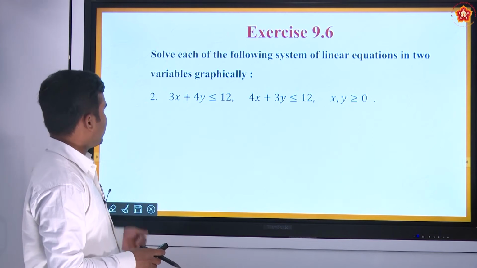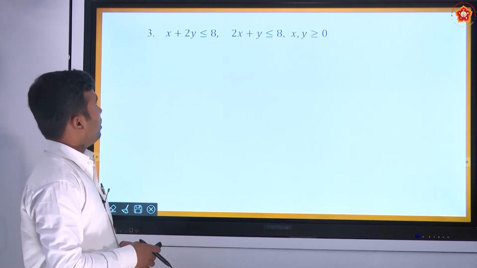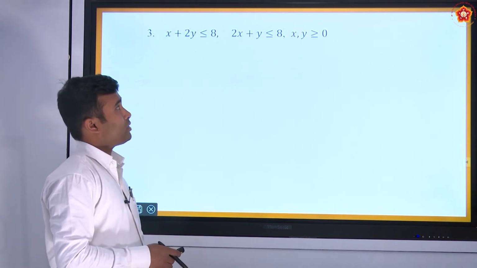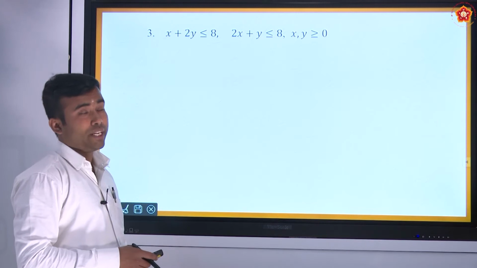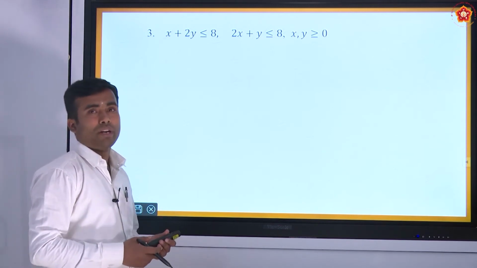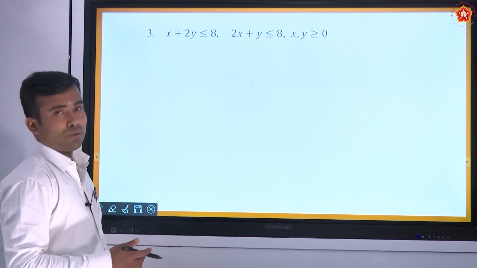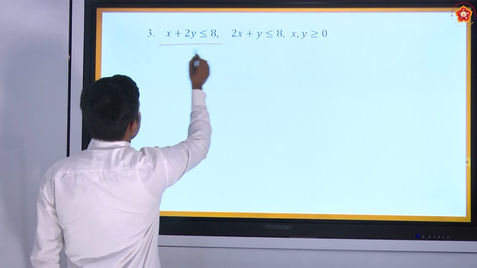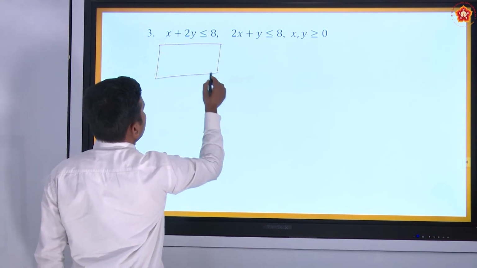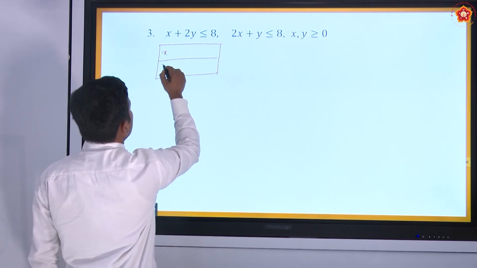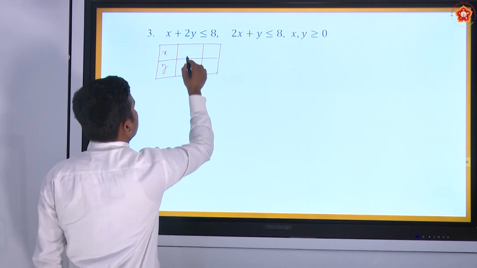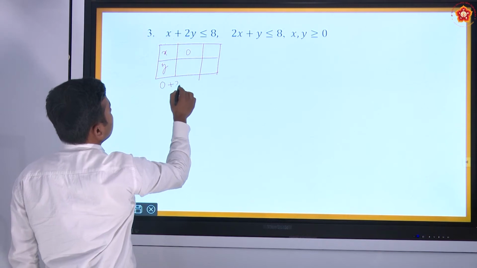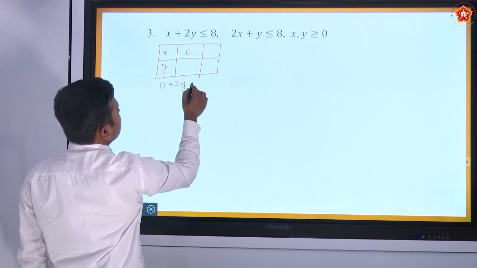Let us take one more problem. x plus 2y is less than or equal to 8 and 2x plus y is also less than or equal to 8, and x comma y are greater than or equal to 0, that is, positive. For this I am going to take a table, x, y. If you put x equal to 0, it becomes 0 plus 2y is equal to 8.